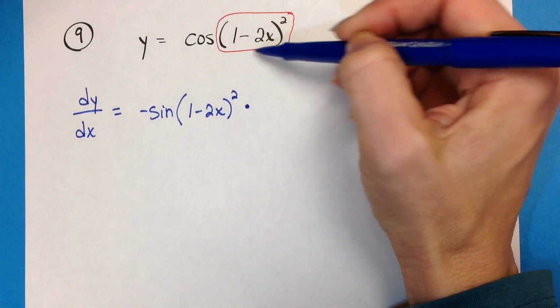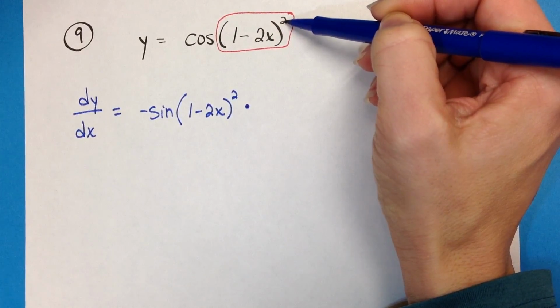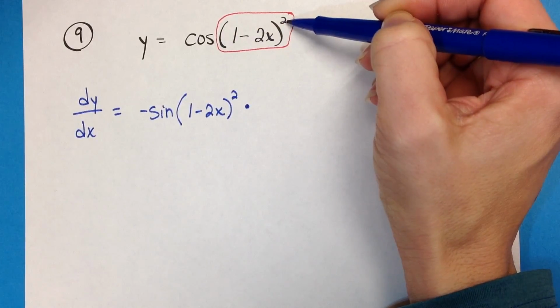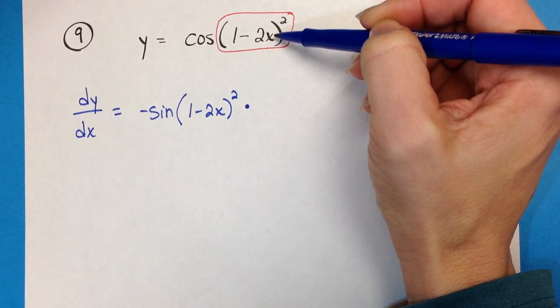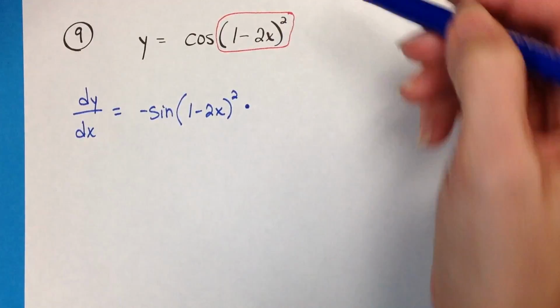Alright, so the derivative of this part that I've circled, of course that's the inside, this is going to require chain rule because you've got this to this power. So actually you have two inside functions that you have to deal with.